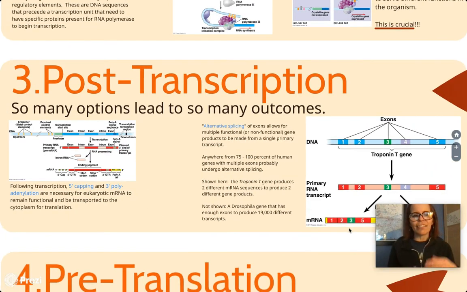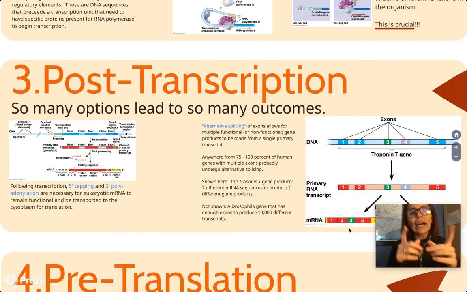The next sections I think are a little bit easier. We have totally already talked about post-transcription. So once the mRNA has been made, now we can control how much mRNA is going to be made by changing the transcription. That's not a funny way of saying it. By alternatively splicing it. Oh my gosh, awkward words here, sorry.